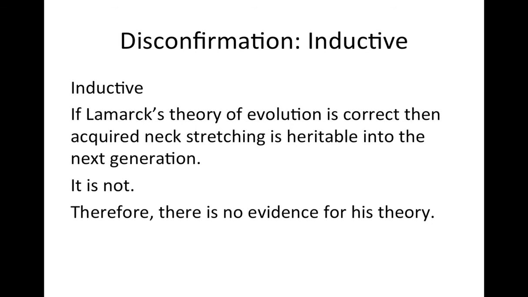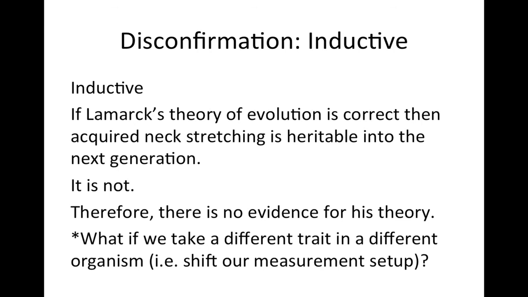Now, here's where it gets really cool. What if we do the following? So think about it this way. Maybe giraffes stretching their necks, that acquired trait, is not heritable into the next generation, but perhaps some sort of acquired traits are heritable into the next generation. So why don't we take a look at other organisms, other traits? What if we take a different trait in a different organism, thereby shifting our measurement setup? Then perhaps we might discover some sort of evidence in confirmation.